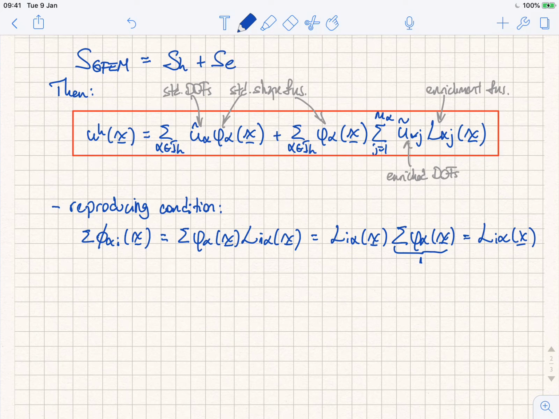Yeah, so this basically means that if I add a function, let's say e to the power of x, if I multiply that function with the partition of unity, I can still reproduce e to the power of x because of this partition of unity property. That is the reproducing condition.